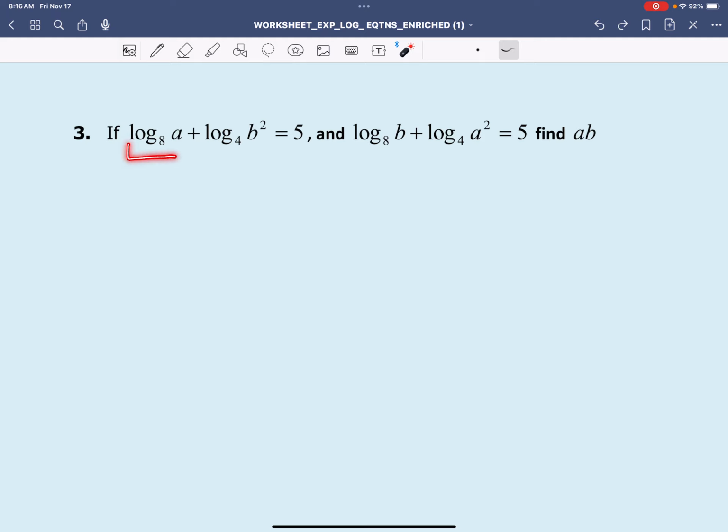We have log with base 8 of a plus log with base 4 of b squared is 5. Log with base 8 of b plus log with base 4 of a squared is also 5. We're asked to find the value of the product a times b.